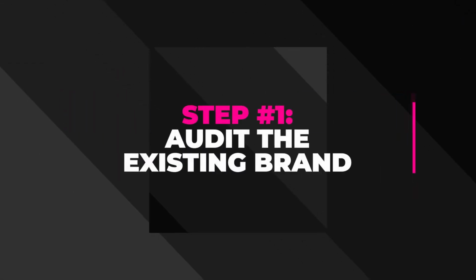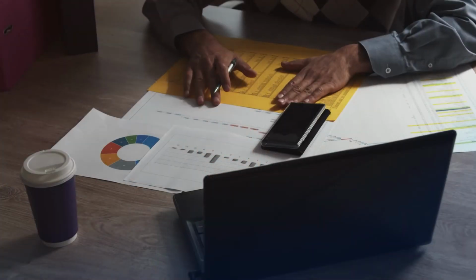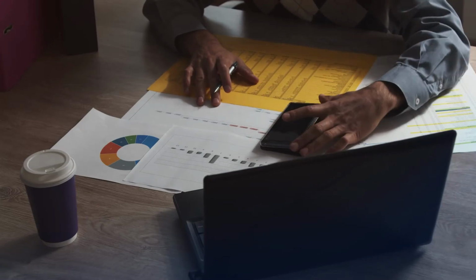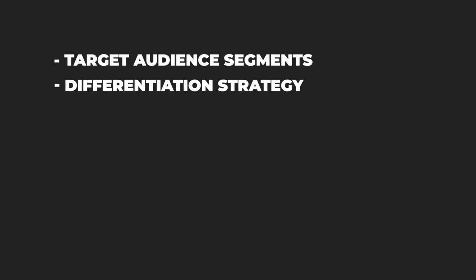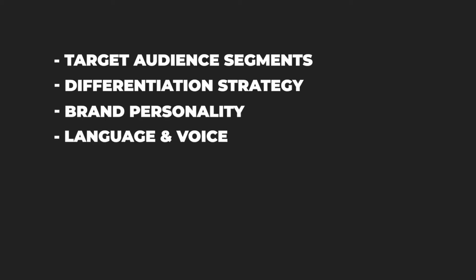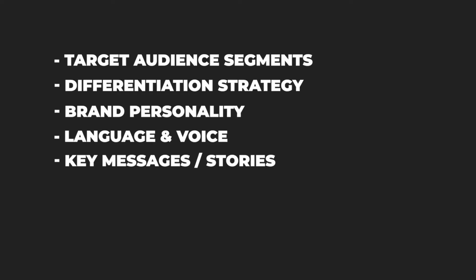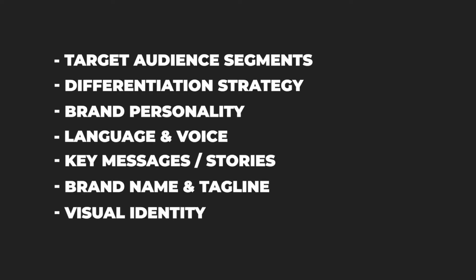Step number 1, audit the existing brand. Now, if the brand you're working on consists only of visuals or it lacks any strategy, then it's not a repositioning project, it's a positioning project. Repositioning can only occur when there has been decisive action taken to position the brand in the first place. So conduct an extensive audit to analyze the brand to uncover the following: the target audience segments, the differentiation strategy, the brand personality, the language and voice, the key messages and stories, the brand name and tagline, and the visual identity.